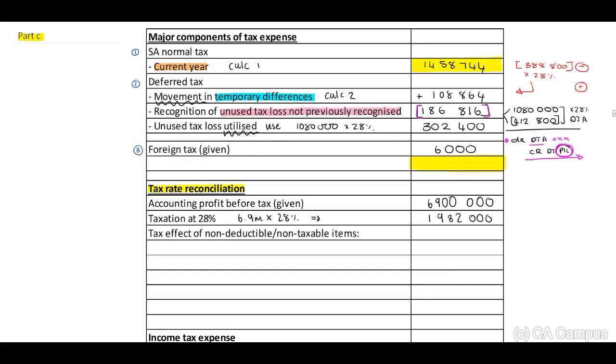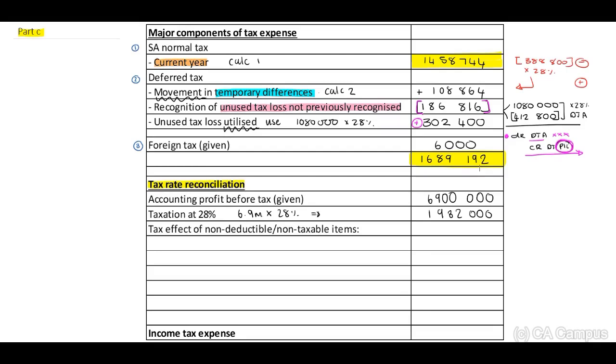And when you now look at our note, we then include 28%. Therefore, again, guys, our net effect at the end of the day will sort of be 0 when you look at this. Okay, next we have included our foreign tax, right? And we are now able to calculate a total. And this is 1689192. And then our tax rate reconciliation. Remember, this should reconcile to our income tax expense amount, the 1.6 million.